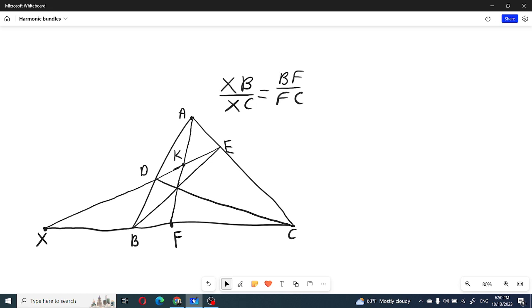Hello, today we will discuss harmonic bundles. This is the concrete example of the cross ratio when this fraction equals 1. So we need to show that XB over XC equals BF over FC.